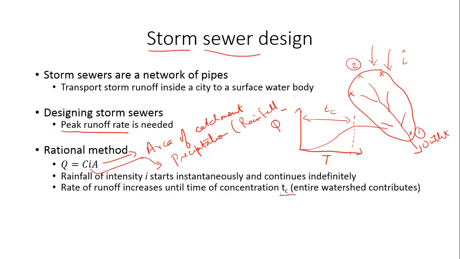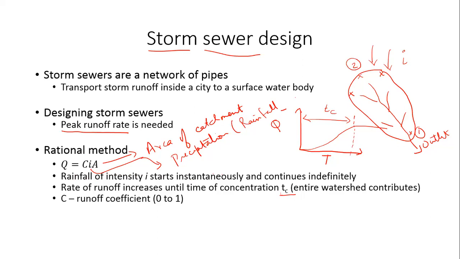But the reason it remains at that peak all the time is because of this second point over here. The rainfall starts instantaneously and continues indefinitely, right? So the rainfall keeps falling at the same rate for infinite time. And so therefore, once you've reached tc, the entire watershed keeps contributing the same amount of runoff, and then you keep getting the same peak flow rate. So that is what this tc, time of concentration, is. Okay.